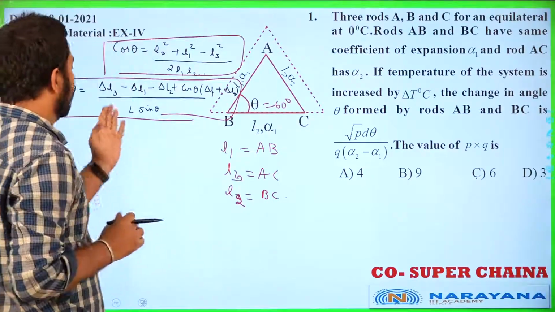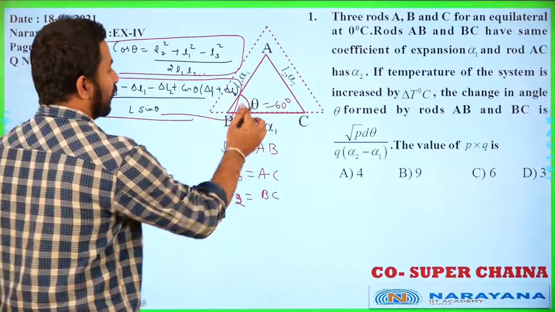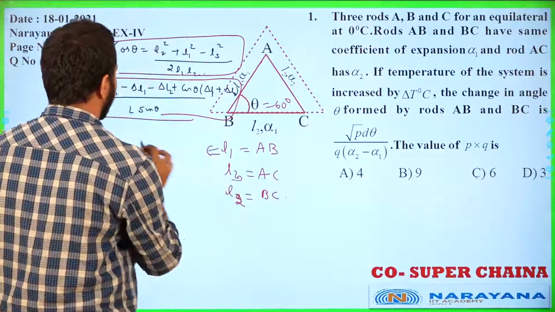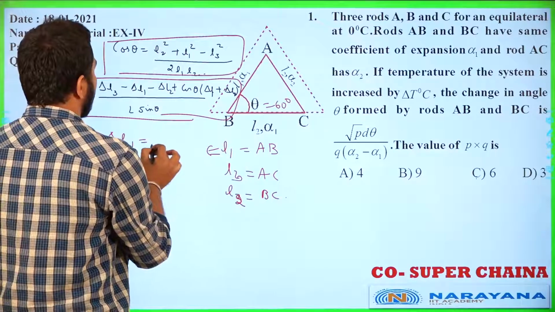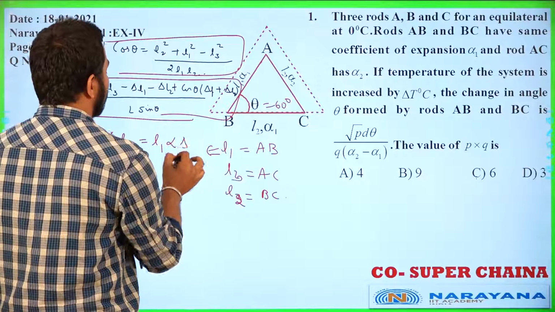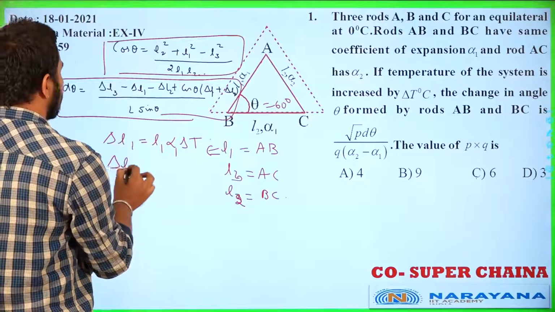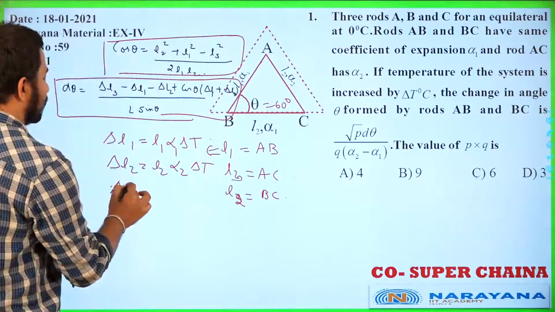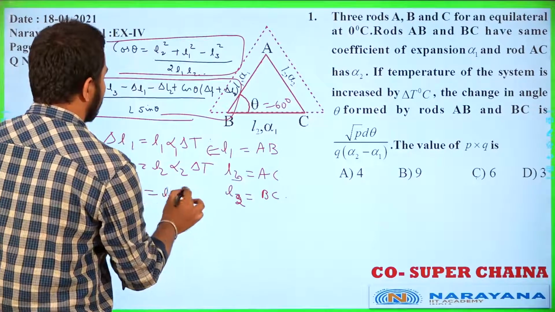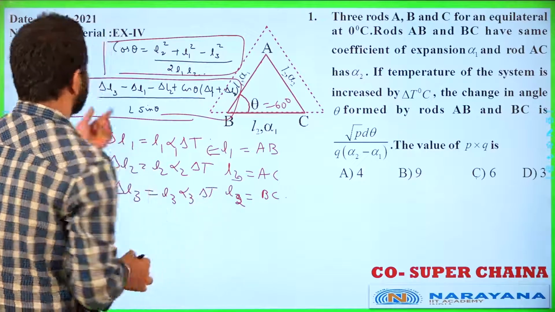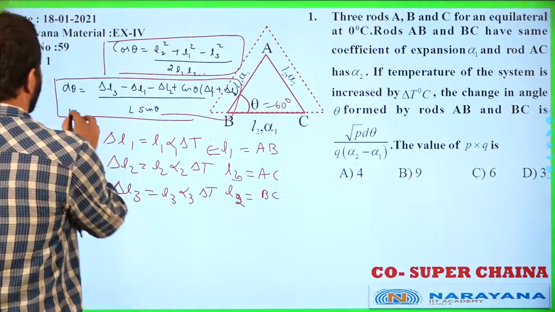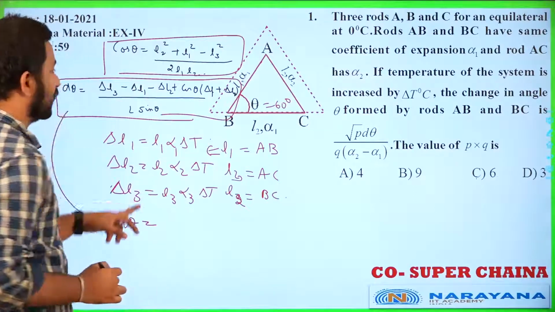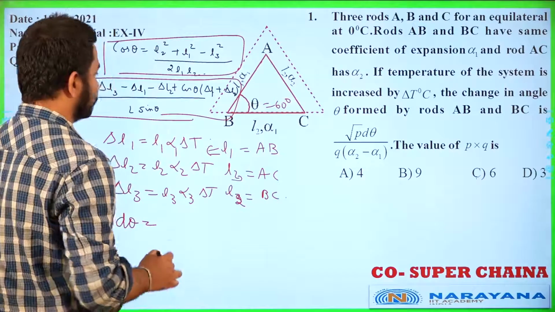My dear student, you know that if alpha 1 is the expansion, delta L1 will be nothing but L1 alpha 1 delta T. Similarly, delta L2 will be nothing but L2 alpha 2 delta T. Similarly, delta L3 will be nothing but L3 alpha 3 delta T. If you substitute all these values here, what will we get? d theta we can write here, and delta L1, delta L2 values are all given here.